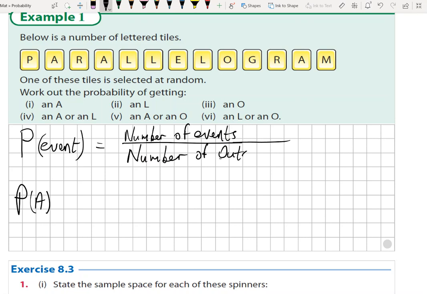We spent a few days talking about outcomes. Okay, so the probability of A, there are 3 A's, there are 3 events, is 3 divided by, there are 13 letters.